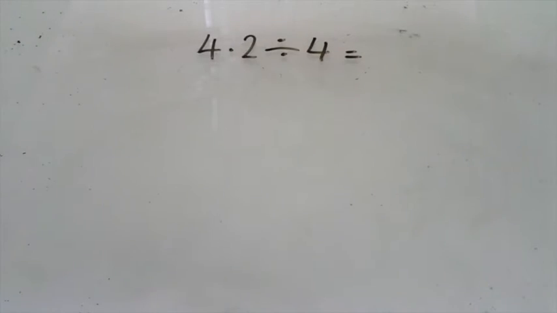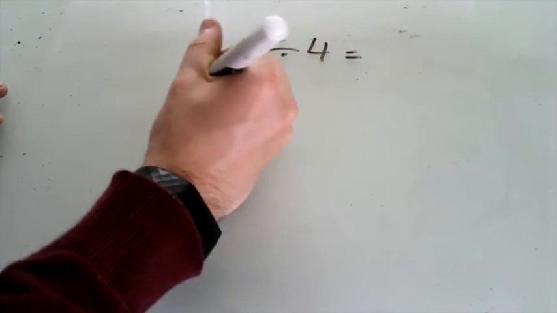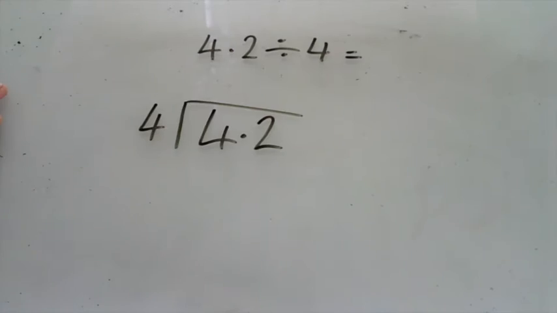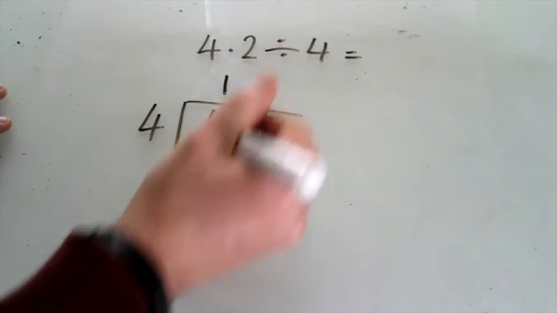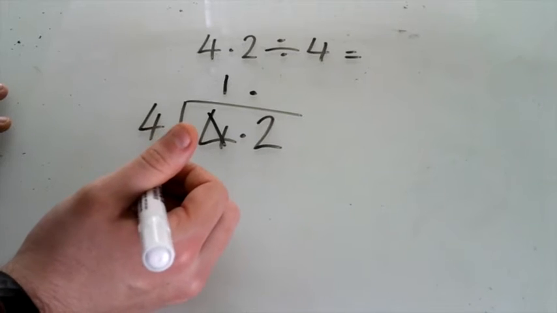And another one, we've got 4.2 divided by 4. So you've got 4.2 divided by 4. Make sure your decimal point's on top. How many 4's go into 4? 1, without any remainders. How many 4's go into 2? Now we can't do it.